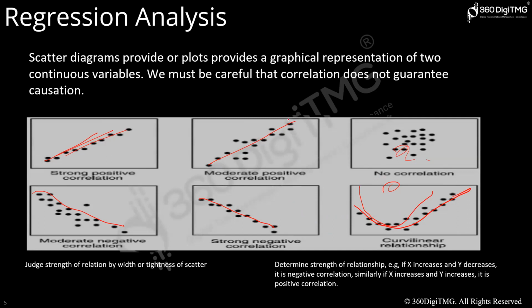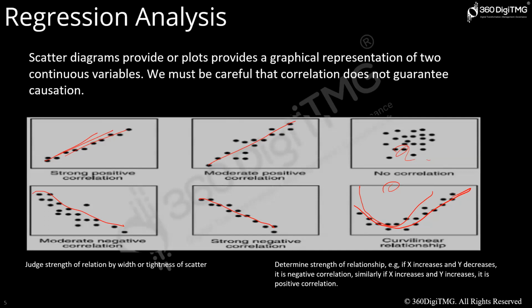So here, the strength of relation is judged by the width or tightness of scatter. So we can judge the strength of a relation by its width and tightness of scatter. And it also determines the strength of the relationship.